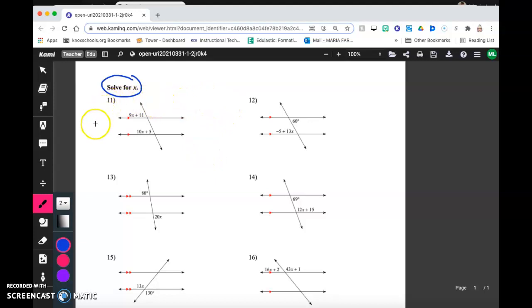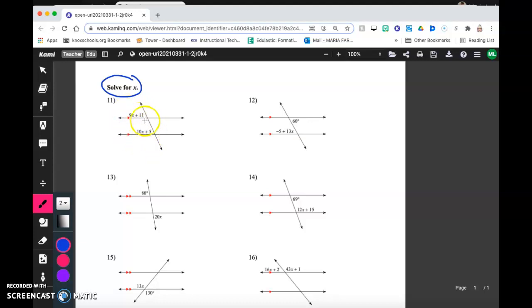So let's look at number 11 here. We have to first recognize what type of angle relationship we're seeing. You can see that this angle and this angle here are in the same relative position, just in different intersections. That means those are corresponding angles, if you have your notes in front of you from the other day. And corresponding angles, you can see how they're both acute angles, are going to be congruent to each other. They're going to have the same measurement.